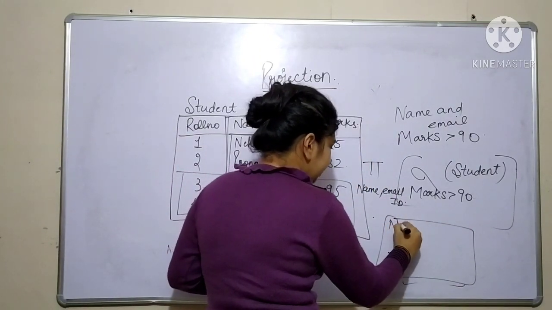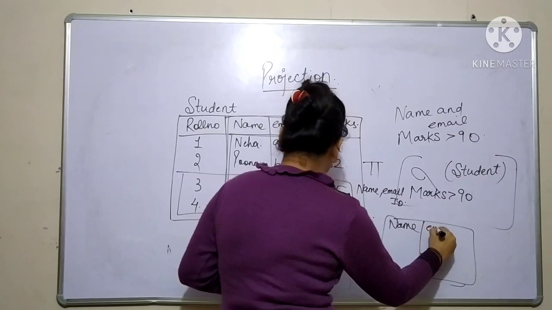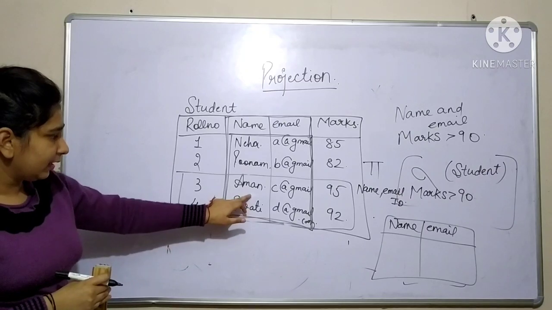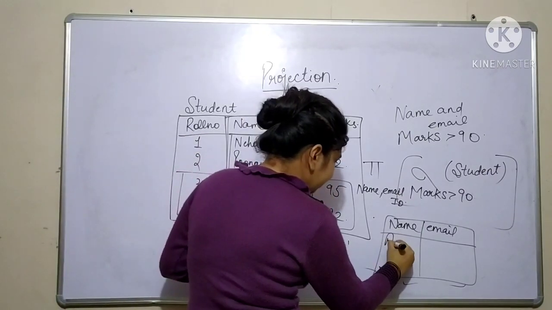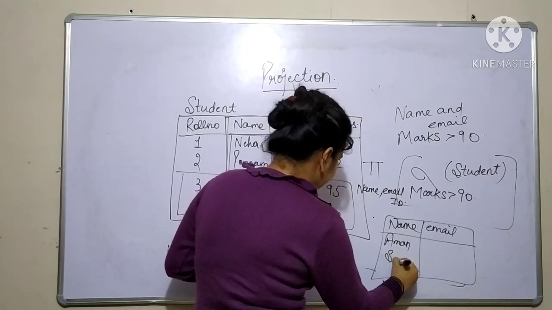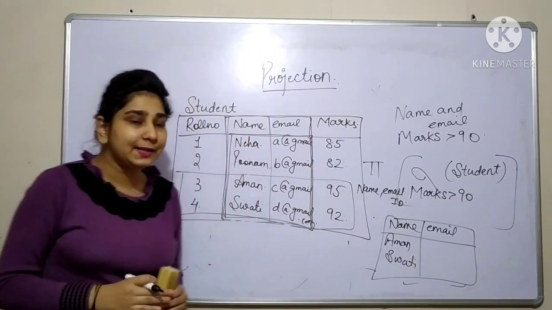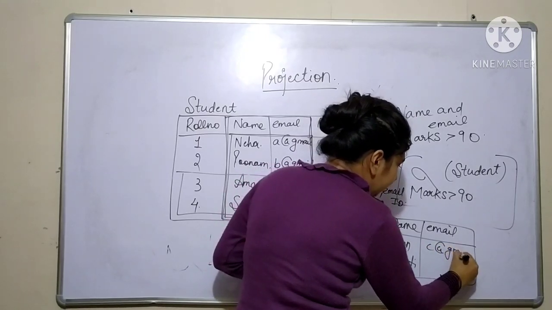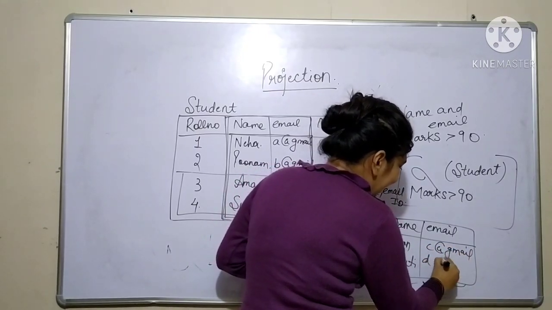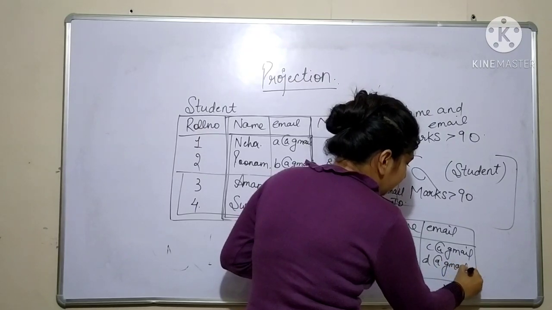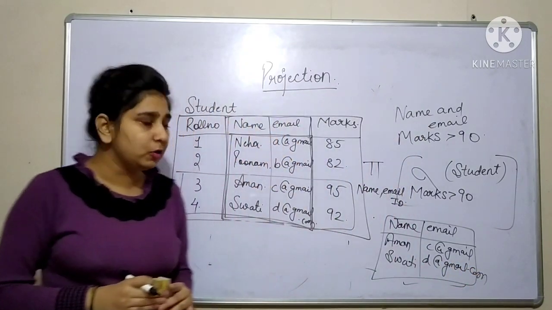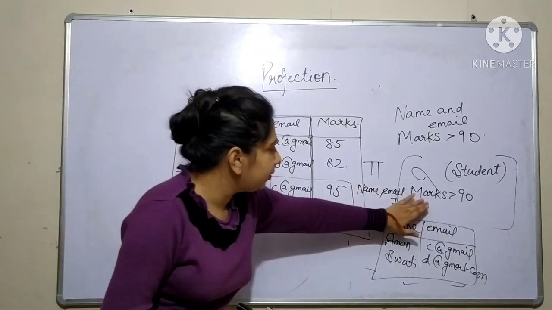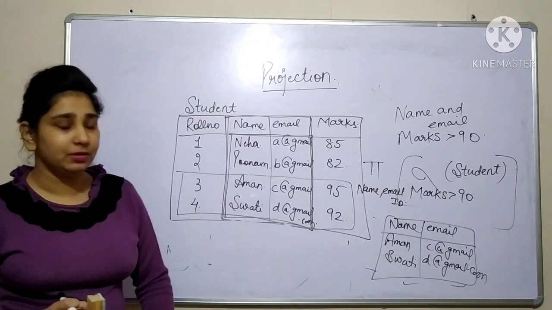Name, email ID. What are the names we are having? Aman and Swati. And what are their email IDs? c@gmail.com and d@gmail.com. So this is my output. Okay, this is my final relation after performing these two operations.